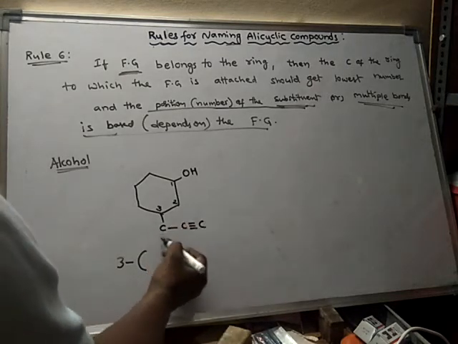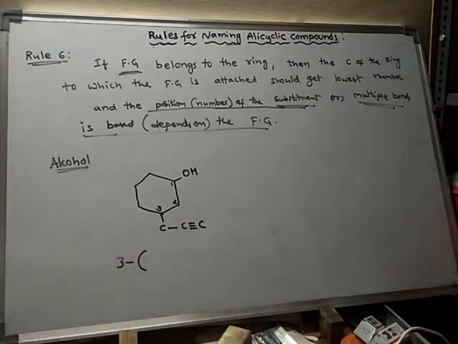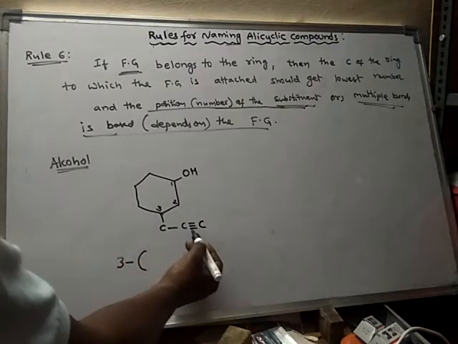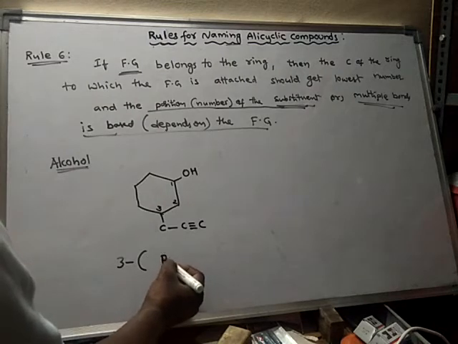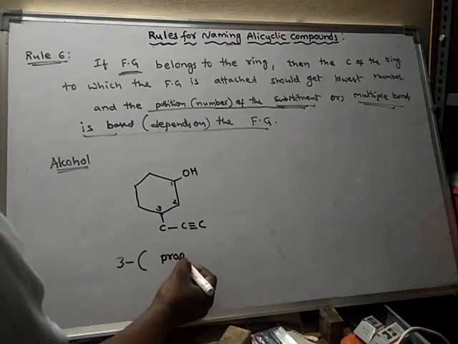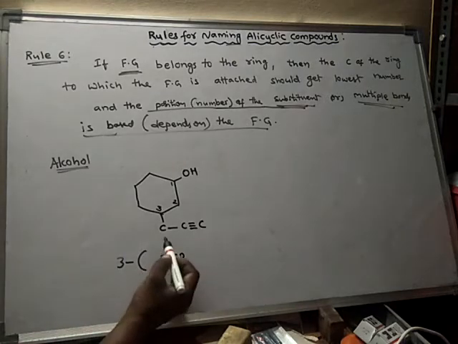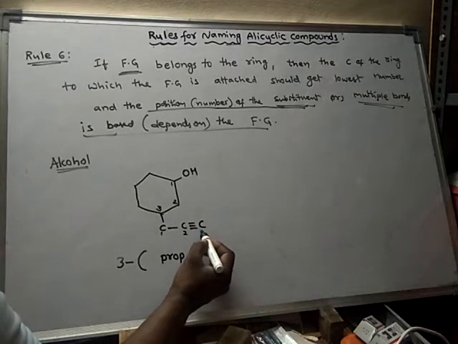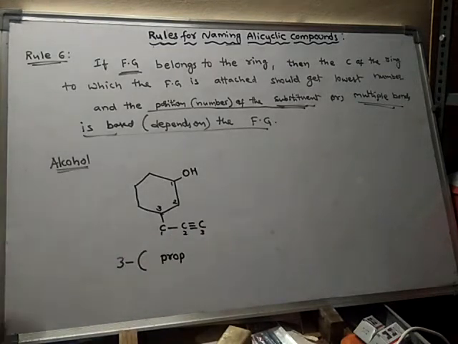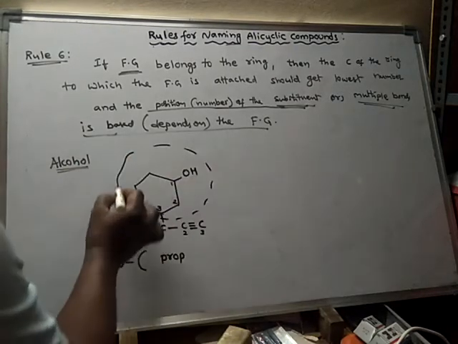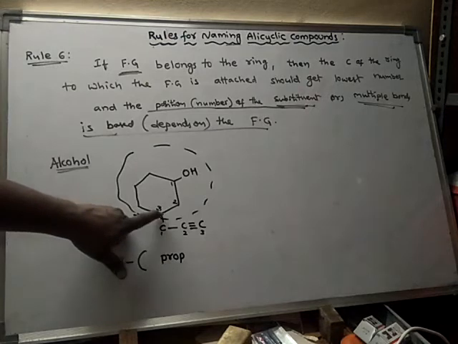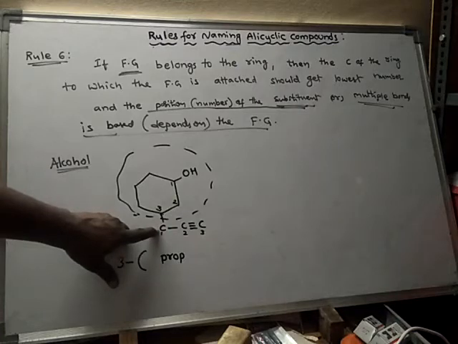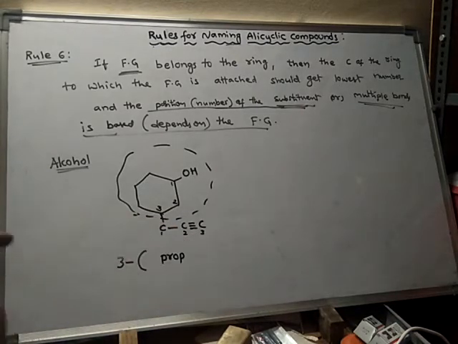So what is this side chain? Prop, a 3 carbon side chain. Hence prop. Now this will be the first carbon of the side chain, this will be the second carbon, and this will be the third carbon of the side chain, because this part is the parent. The carbon which is attached to the parent ring or parent chain should be given number 1, and the other carbons will get numbers 2 and 3 and so on.